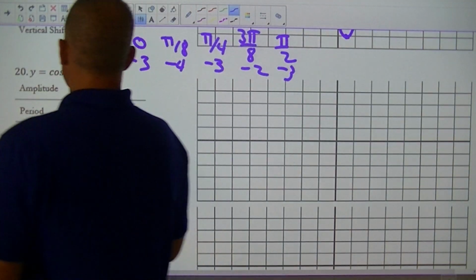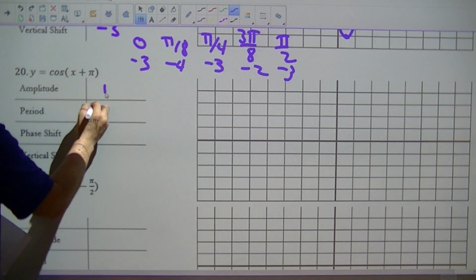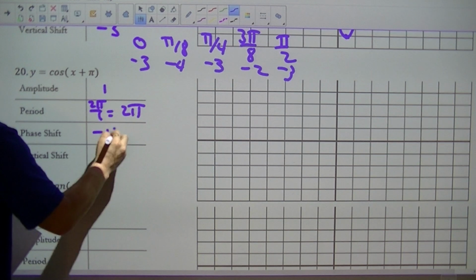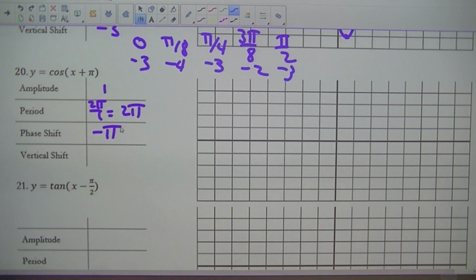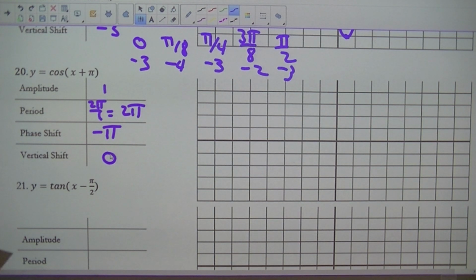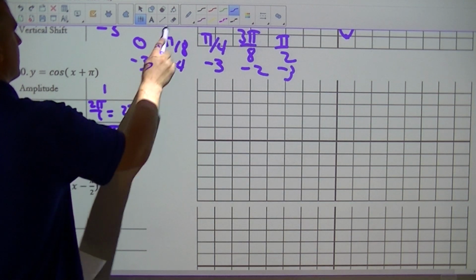Okay? The amplitude here would be 1. Period would be 2 pi divided by 1, which would be 2 pi. Phase shift would be -pi. Okay? Vertical shift would be 0. Okay? All right? Now, we erase this real quick.